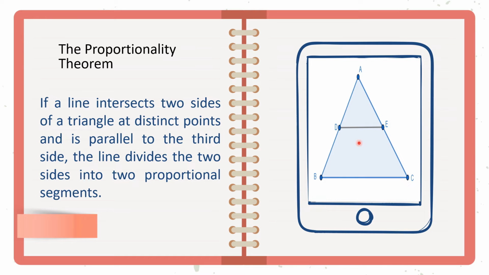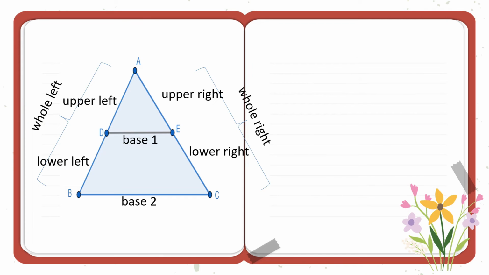Then, since DE is parallel to BC, the line divides the two sides into two proportional segments. To illustrate this, or to have a better understanding of this, if DE is parallel to BC, the following proportions can be derived from the given figure.